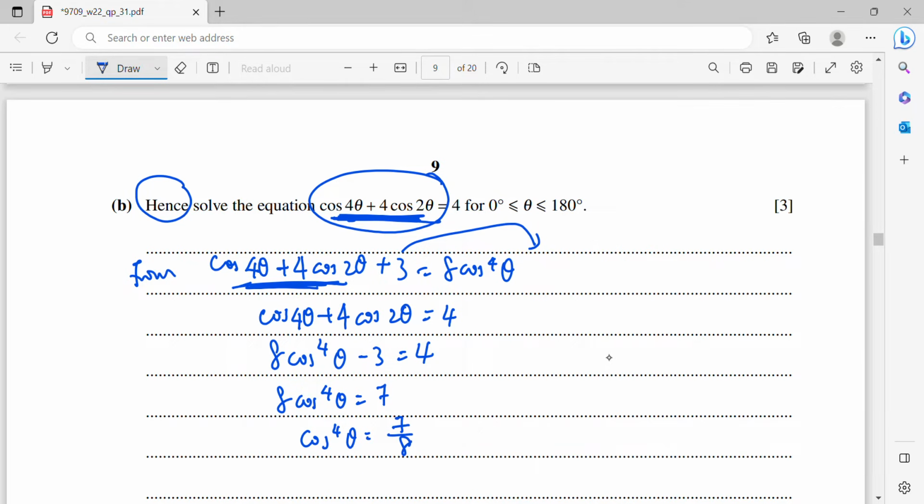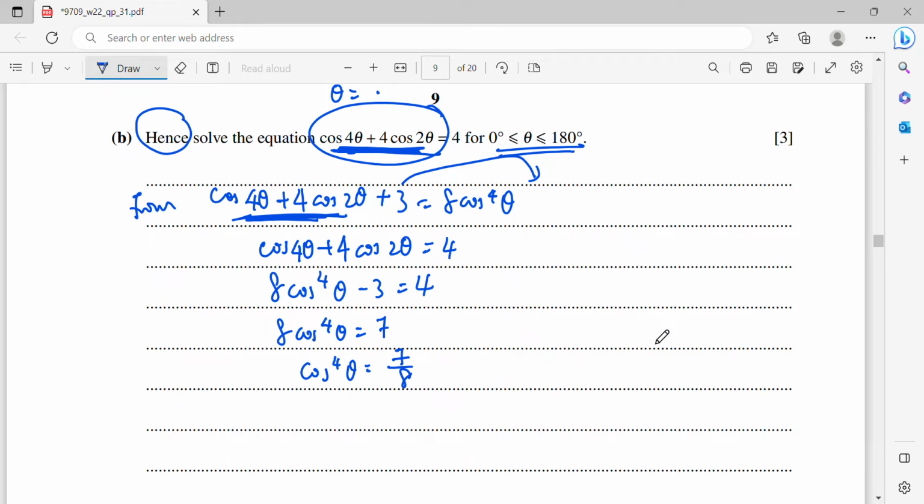Now we need to solve, which means what is the theta, for theta between 0 and 180 degrees inclusive. So now your cos theta, by moving the power 4 to the other side, since the power is an even number, it should be plus minus the 4th root. Now by looking at the theta values, it will be in the first and second quadrant because of the plus minus in this step.